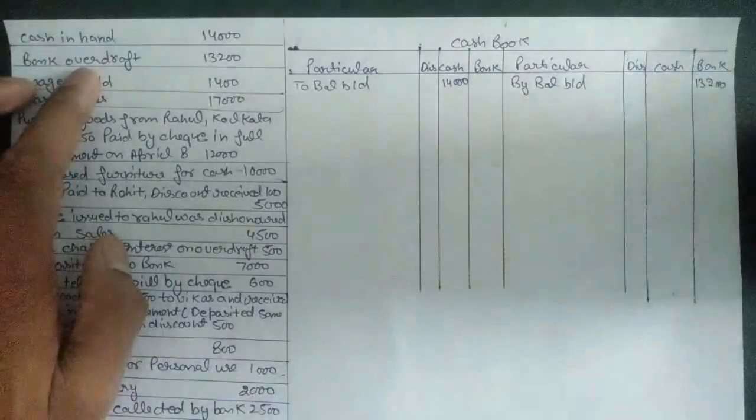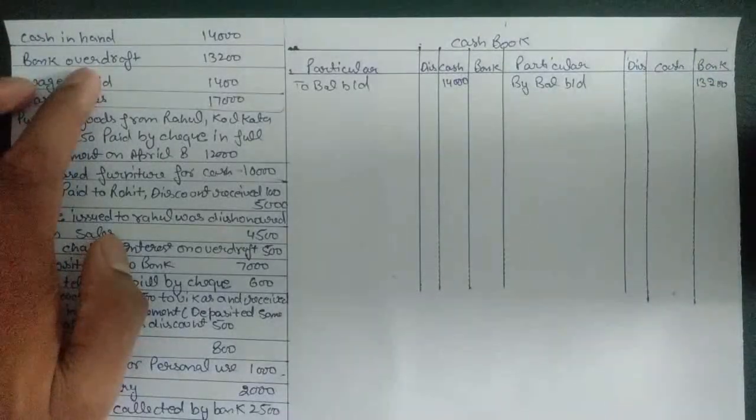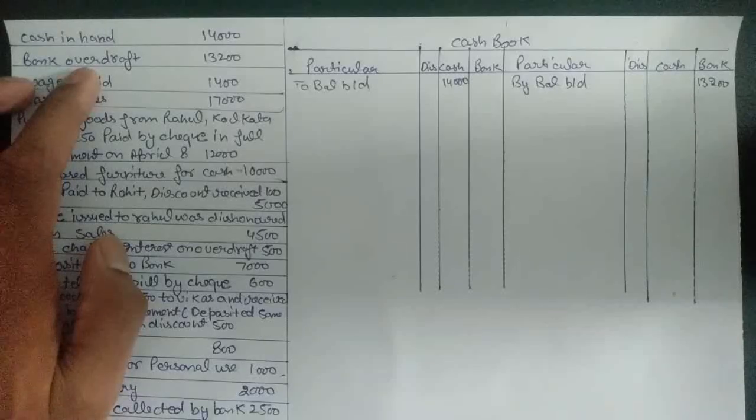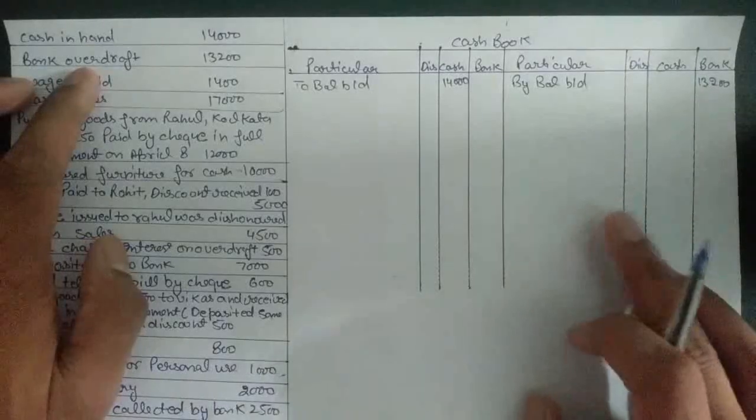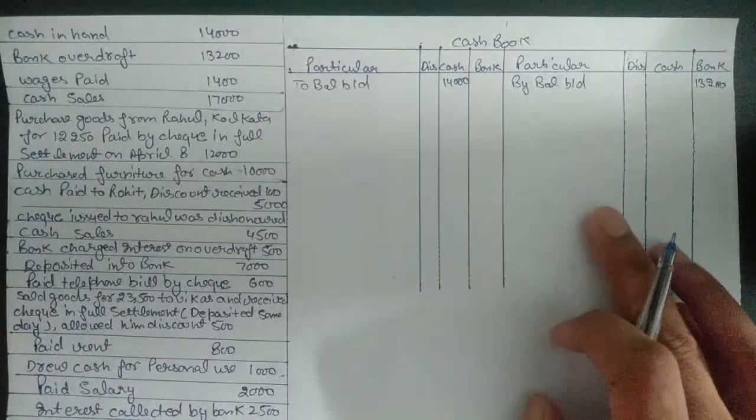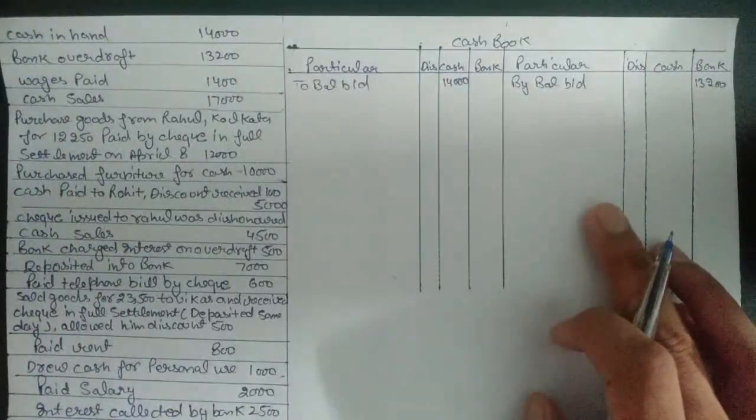13,200. And as I told you in earlier videos, a bank balance can be negative but cash is always positive, because what you have in hand you can spend only that much in cash, but in bank you can withdraw a little more than what you have in your account.